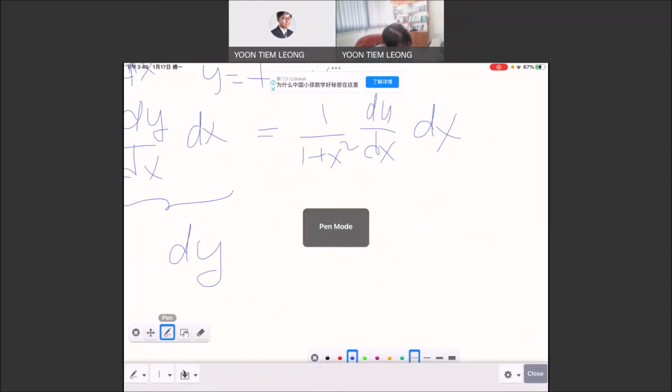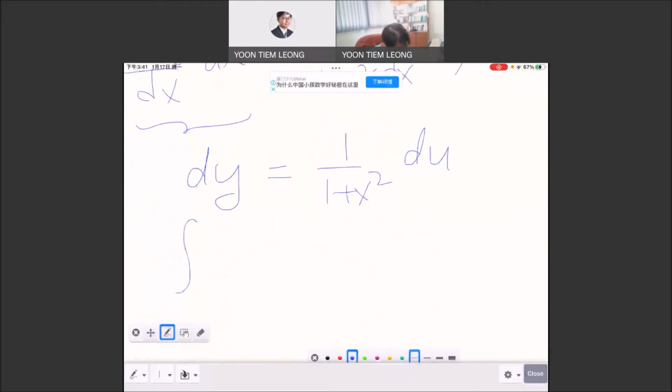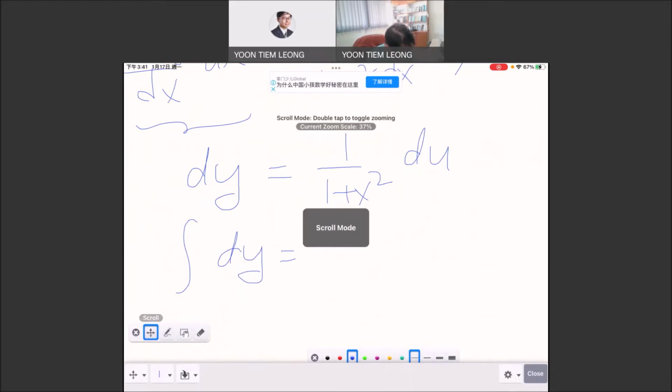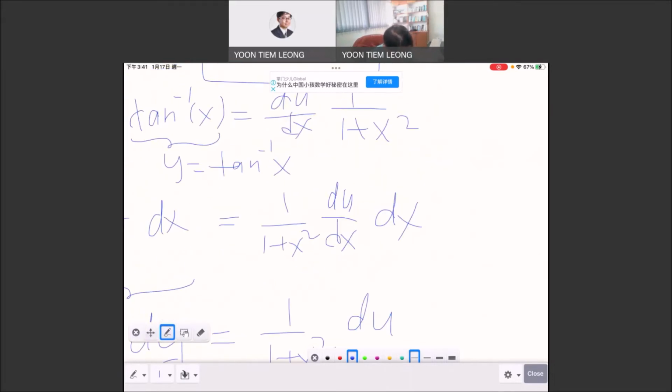Then the right hand side here is just equal to 1 over 1 plus x squared, and then you have a du/dx times dx, which is just du. So from here, I'm going to take the antiderivative of the versions. So the antiderivative of the y would just be equal to the antiderivative of the right hand side, right? So it will be just equal to, I think there's something not right here. I think this is not 1 over x, but this should be 1 over u. So I think that is my mistake when I wrote down this equation.